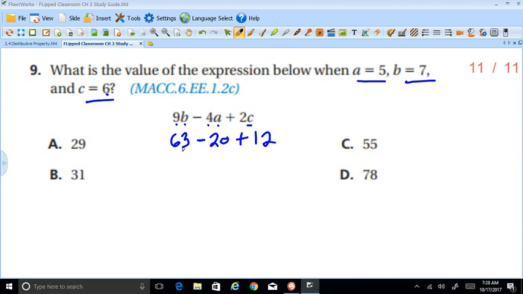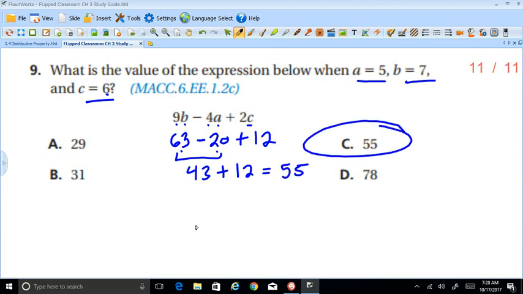And now let's close our accordion. 63 minus 20, order of operations, gives us 43. Plus 12, and that outcome becomes 55. Choice C, correct answer. So that is a review for your test, which is tomorrow or coming up very shortly.